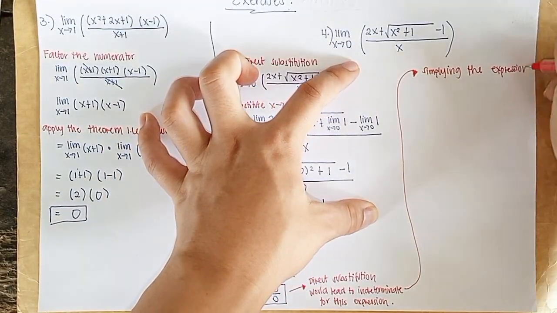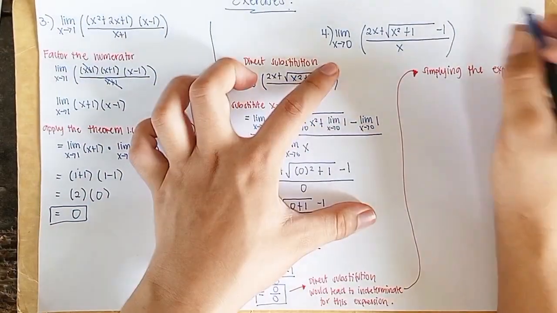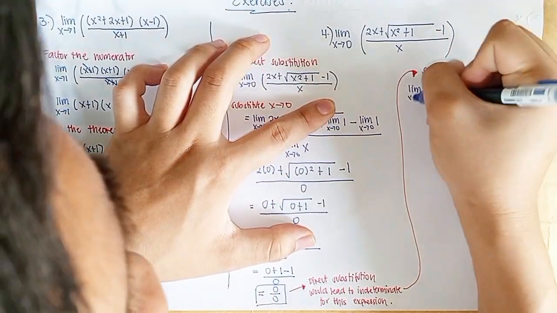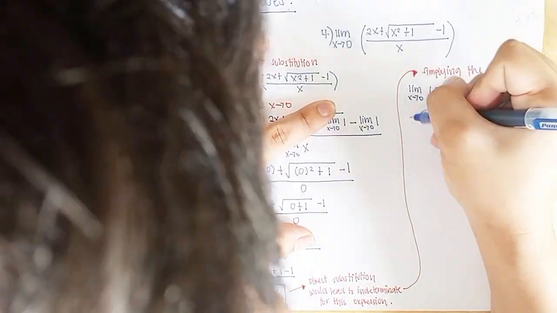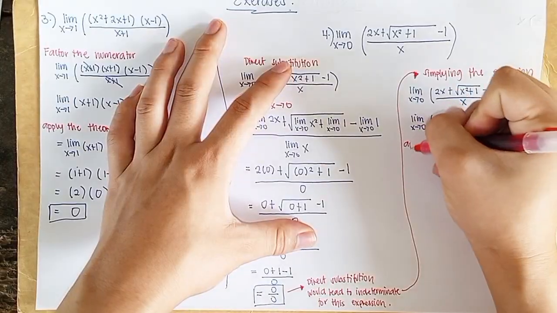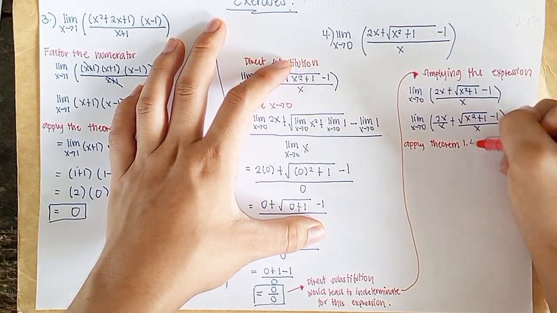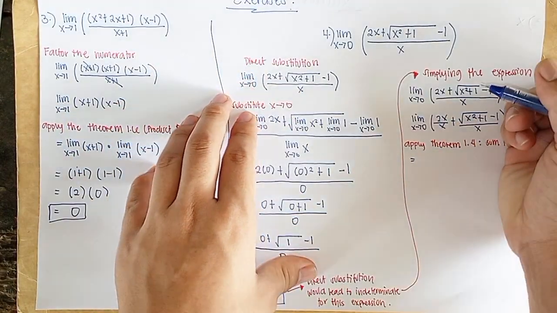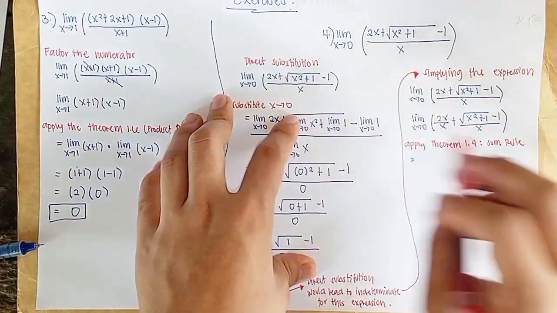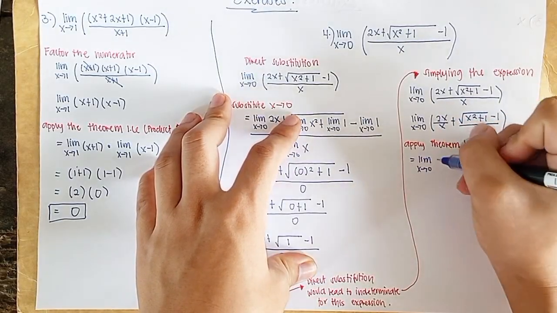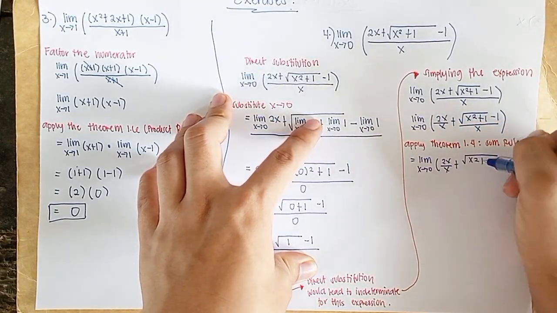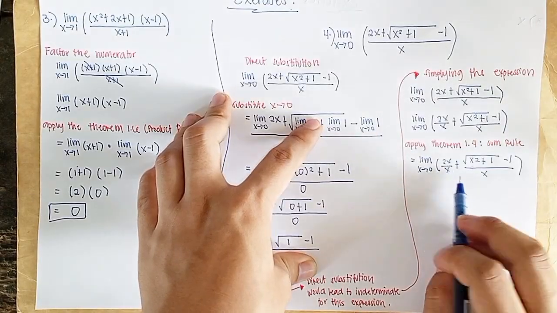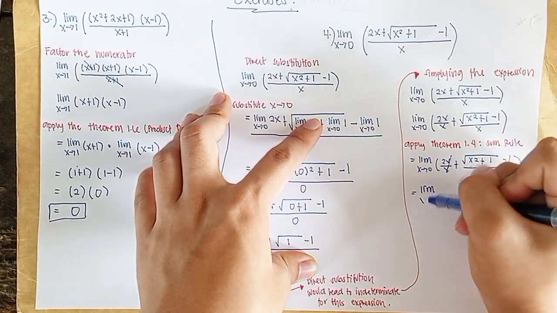So what we are going to do is simplify the expression first. The limit as x approaches 0 of (2x + square root of (x squared + 1) - 1) over x, we split the denominator. This makes 2x over x plus (square root of (x squared + 1) - 1) over x. Then apply theorem 1.4, the sum rule. The limit as x approaches 0, 2x over x, we can cancel the x on both sides, remaining 2 plus (square root of (x squared + 1) - 1) over x.